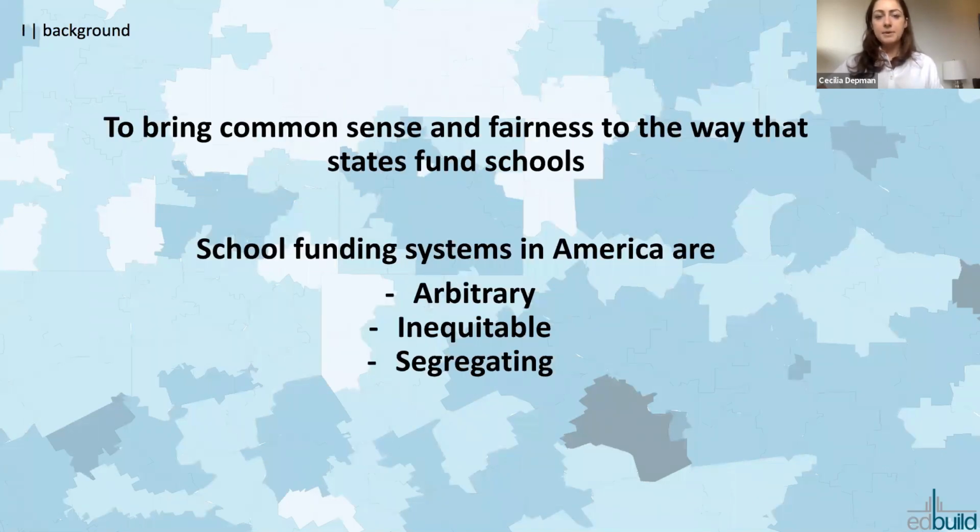So like I said, EdBuild was a small nonprofit. We work to bring common sense and fairness to the way that states fund schools. That was our mission that we all had ingrained in our minds. Through our research of school district borders, we wanted to show how America's school funding system is arbitrary in that it fails to support students in accordance with their needs. It's inequitable. It often produces higher funding in more affluent districts rather than the districts serving students with high needs. And it's segregating. It promotes division by incentivizing segregation along racial and economic lines.